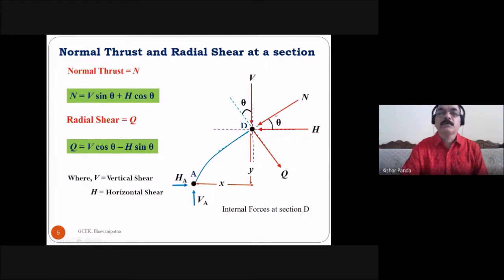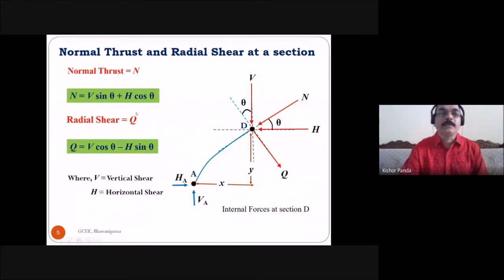So the normal thrust you can find out. The component of V is V sin theta, and the component of H is H cos theta. So normal thrust is equal to V sin theta plus H cos theta.